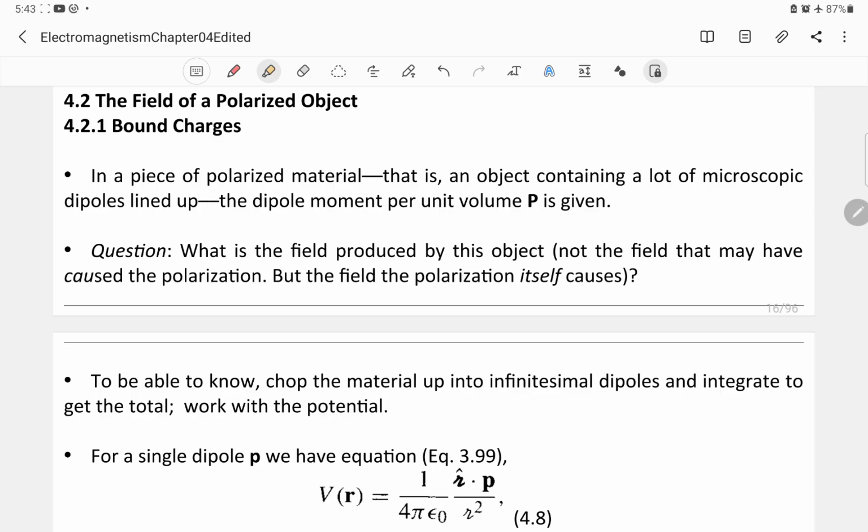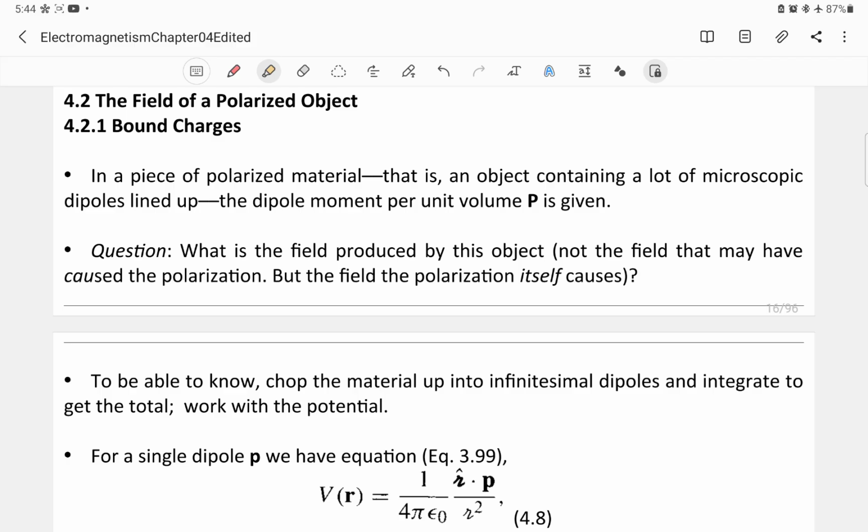Now we go to the field of a polarized object. In a piece of polarized material, there are a lot of atoms, and the dipole moment per atom is all throughout the volume. So you have a dipole moment per unit volume of the material, and that is called the polarization, because the entire material is affected by the external electric field.